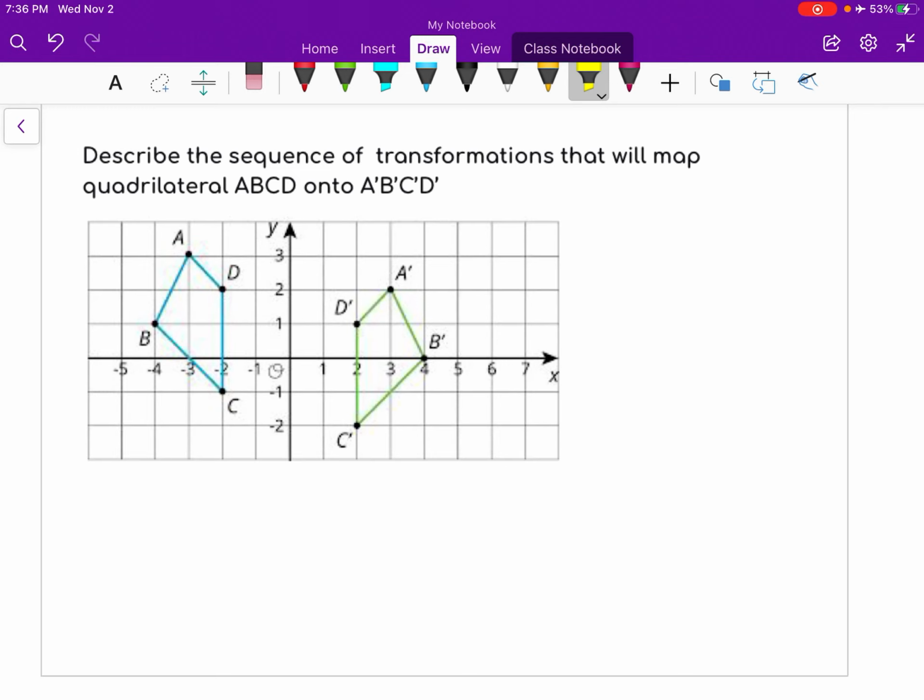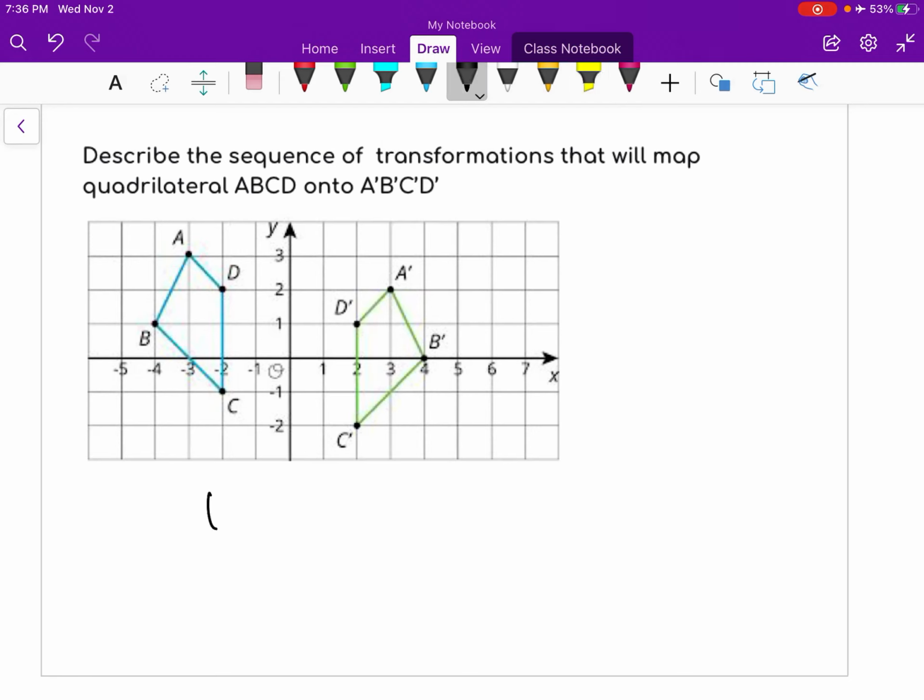This next question wants us to describe the sequence of transformations that will map ABCD onto A prime, B prime, C prime, D prime. Now, in fact, there is a sequence of transformations happening here. Keyword being sequence. That means there has to be more than one. So let's focus on one thing that has happened here. It's quite obvious that this figure has been flipped or reflected. More specifically, this is a reflection about the y-axis.